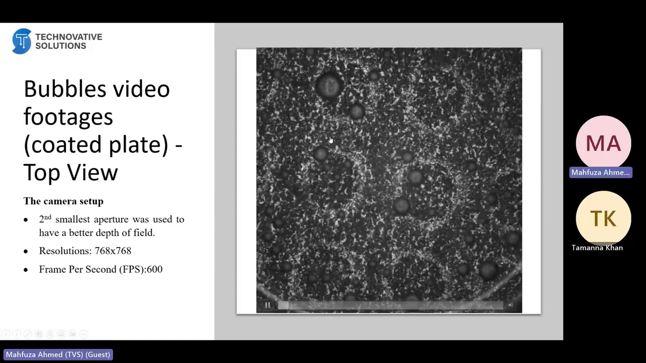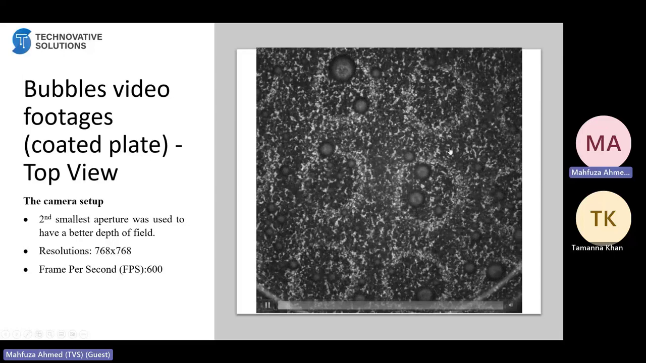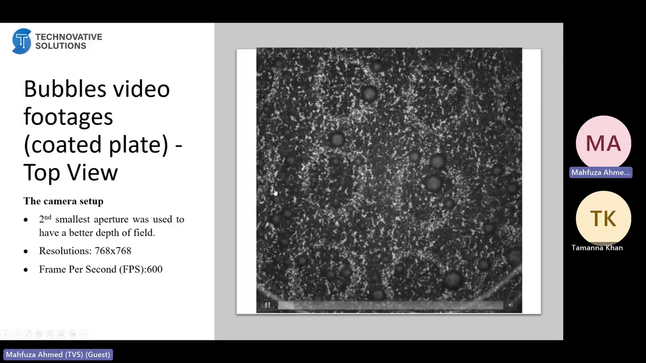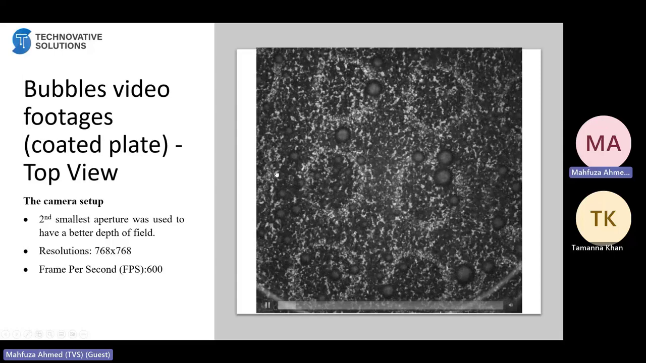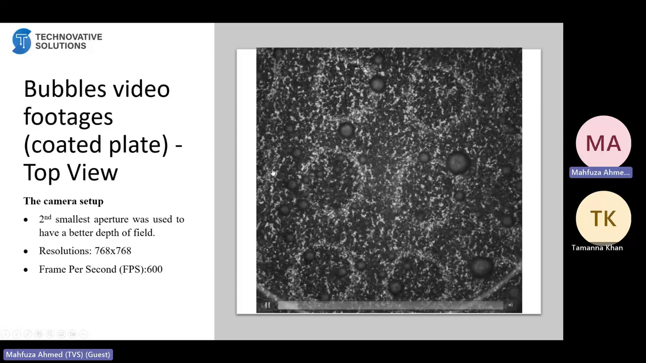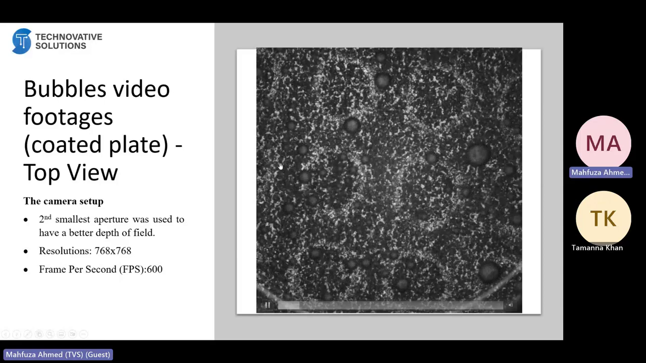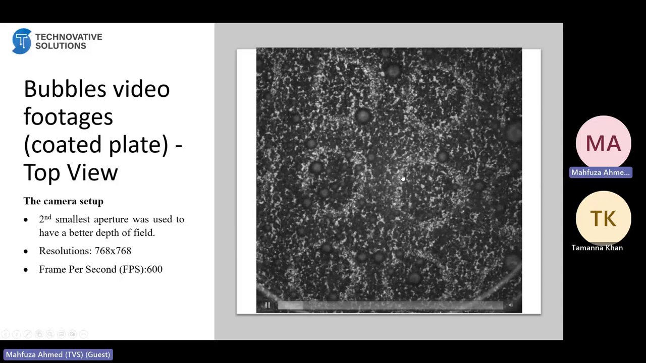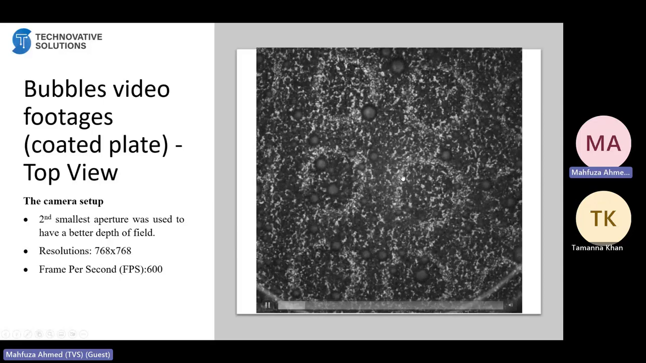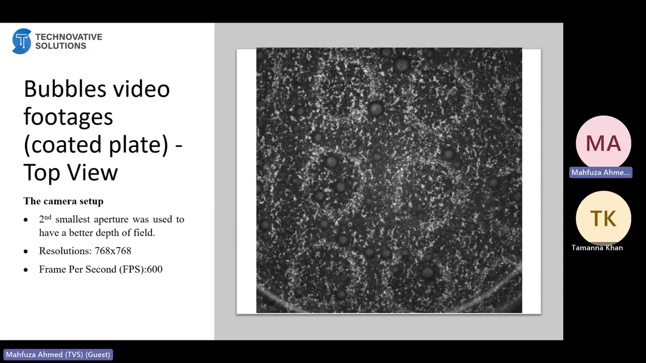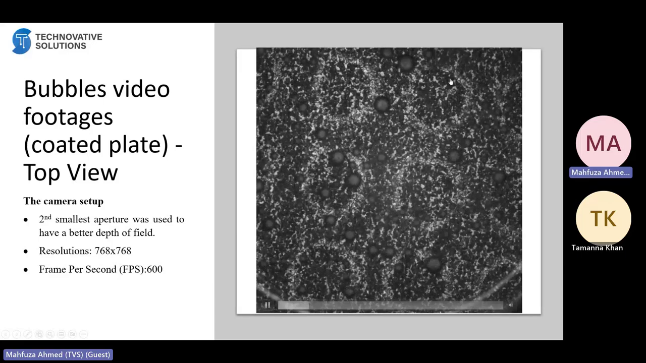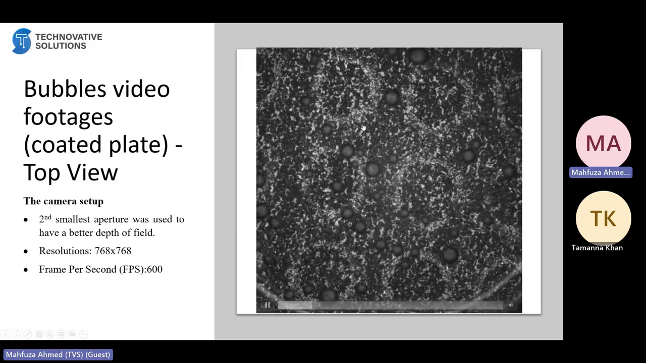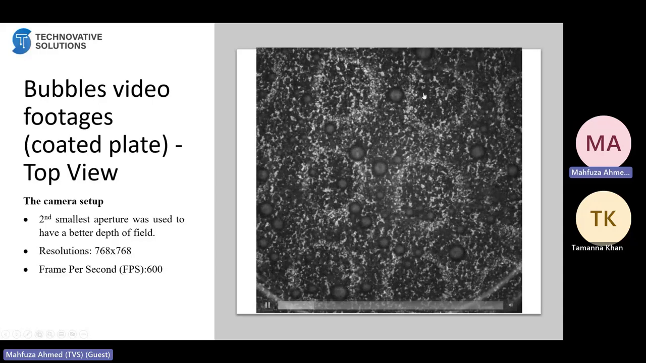That means we are seeing some tiny bubbles generating from the heated surfaces, but not really the exact origin where they are generating. So clearly the nucleation sites are not visible here in this video, as we have seen in the previous video for the uncoated plate. This is because of the coating pattern, obviously, clearly.